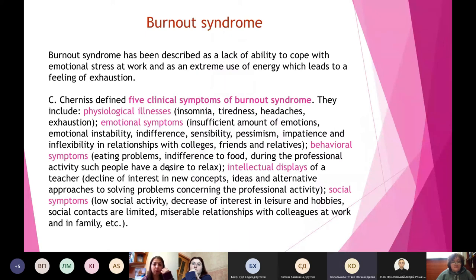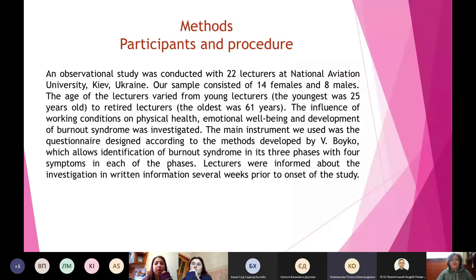So, about our methods, participants, and procedure. Our observational study was conducted with 22 lecturers at National Aviation University in Kyiv, Ukraine. Our sample consisted of 14 females and 8 males. The age of the lecturers varied from young lecturers to retired lecturers, and the influence of working conditions on physical health, emotional well-being, and development of burnout syndrome was investigated. We investigated burnout by the Boyko questionnaire, because Boyko is one of the most prominent researchers of burnout syndrome.